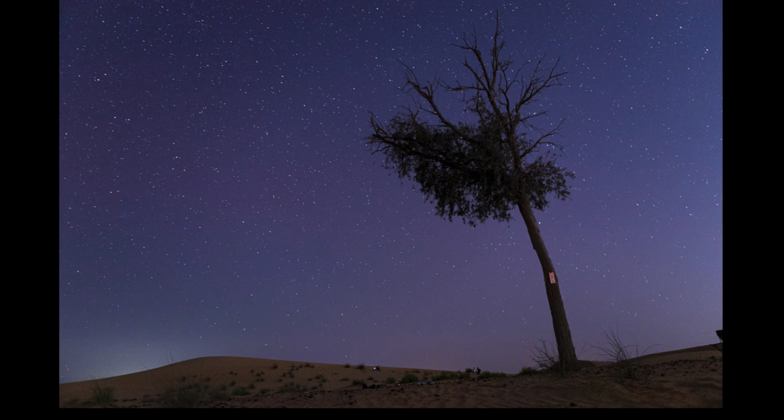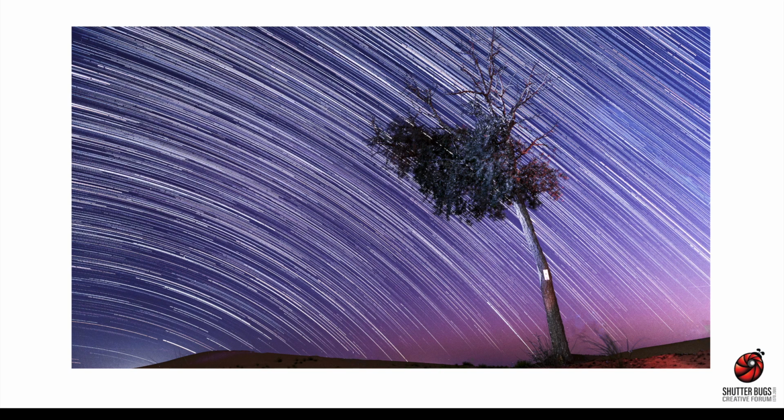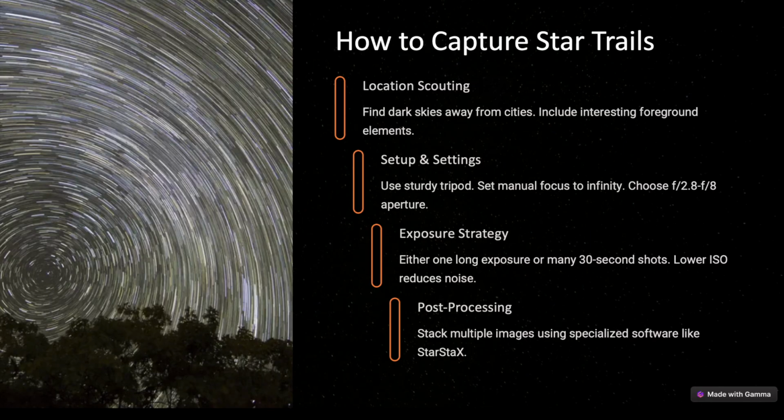Now you'll first have to take multiple images. What I have done is I have taken multiple images of this particular spot, and then I have stacked them together to make it look like a single image. Now the most important thing is you have to find a dark spot which is not polluted by the street lights, and you have to set up the camera on a tripod.